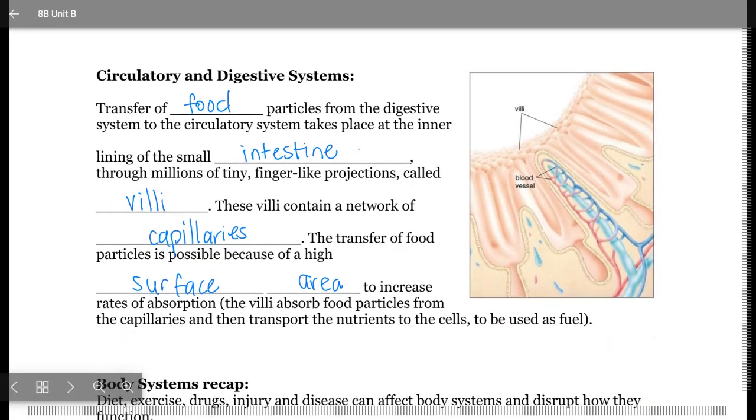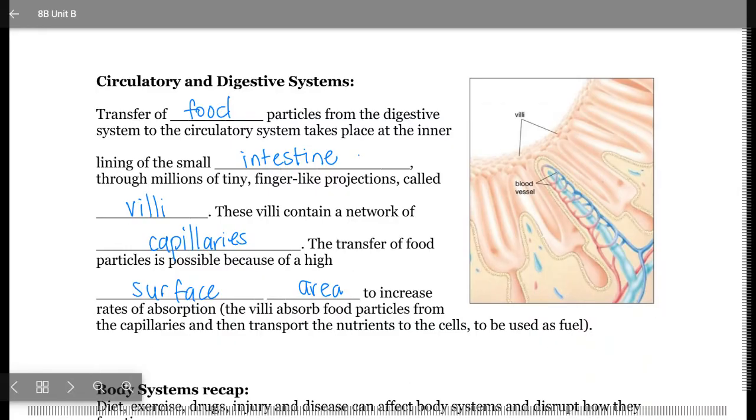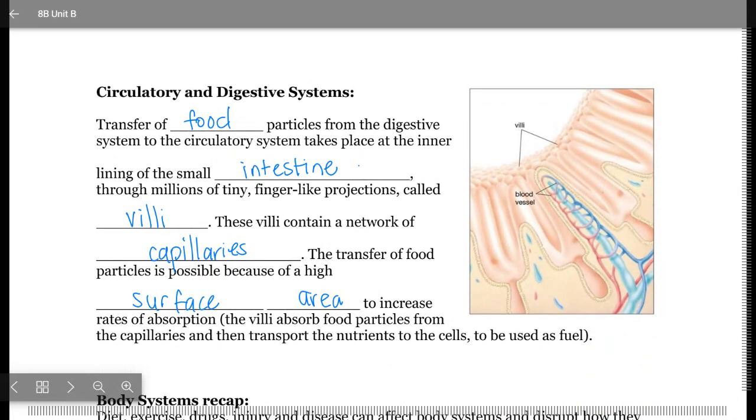Circulatory and digestive systems, which we talked about. Now, we talked about how the villi absorbs the nutrients and sends it into the blood system. Now we're going to talk about how the blood vessels transport that to the rest of the body.